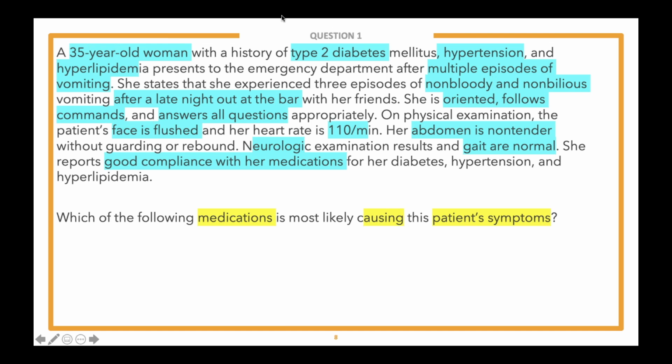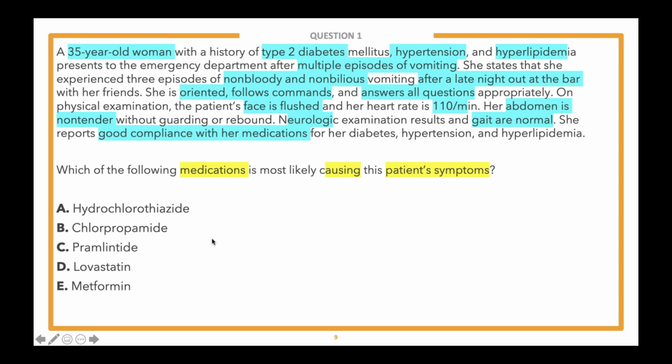So in terms of how many steps this question is, I think one, we need to figure out what's going on with this patient. Maybe what's the diagnosis, what's going on with her. And then two, what medication could maybe be causing that? So maybe a two-step question here. So let's go ahead and take a look at those answer choices. And as you can see there, we have 5 answer choices.